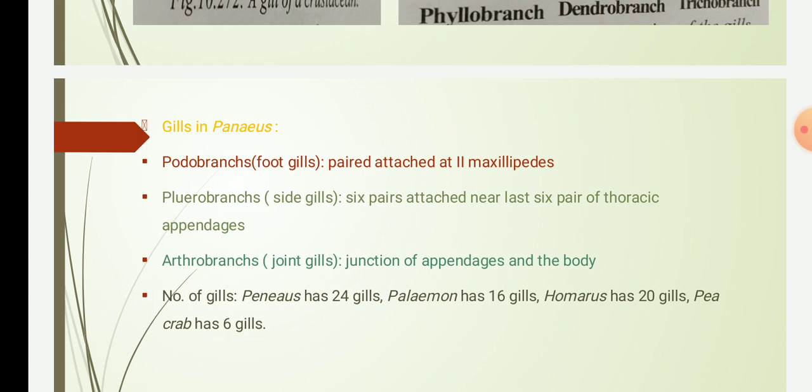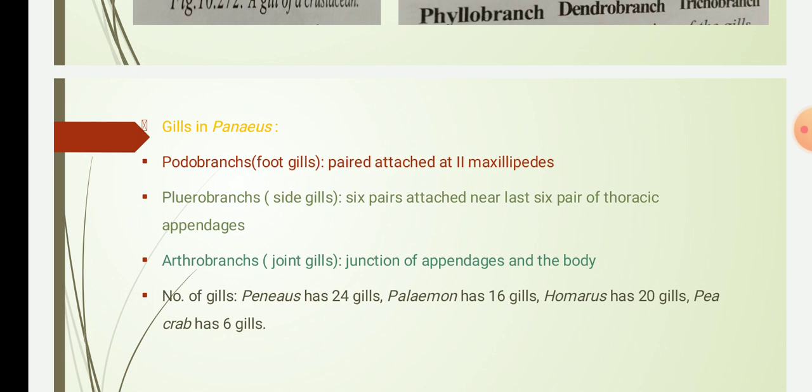Okay, 24 gills, whereas the Palaemon, that is the freshwater prawns, will be having 16 gills, whereas the Homarus will be having 20, and the pea crab will be having only 6 gills. Okay, so the number of gills will be varying as per the species.